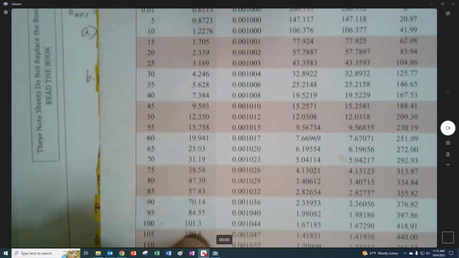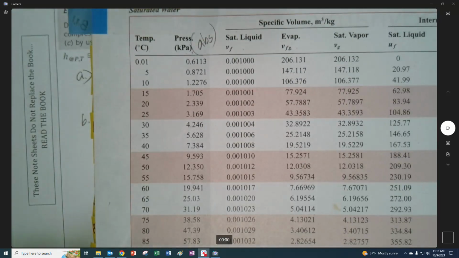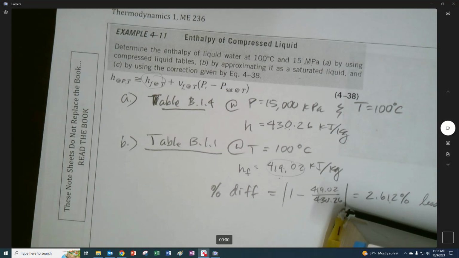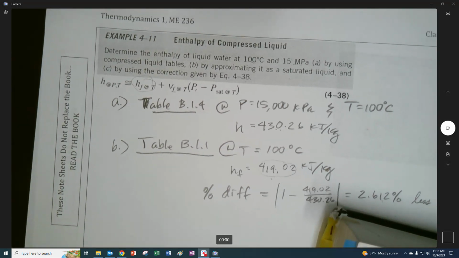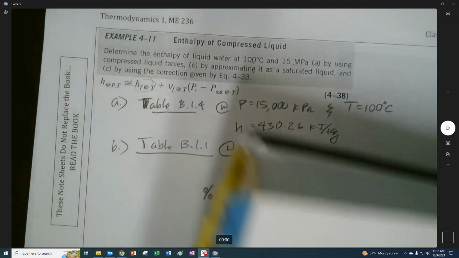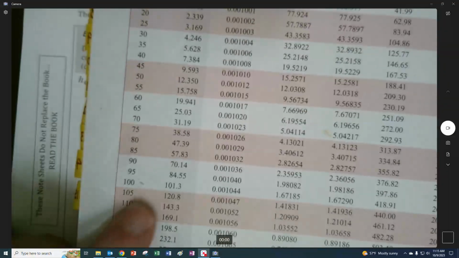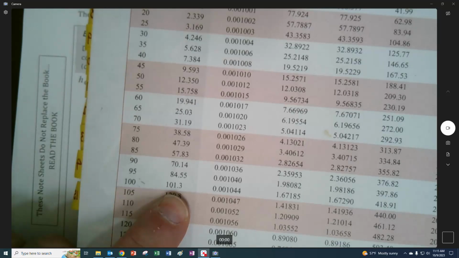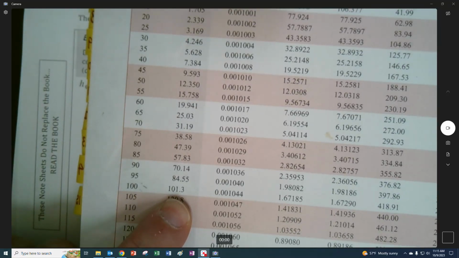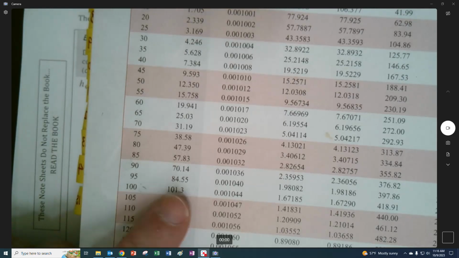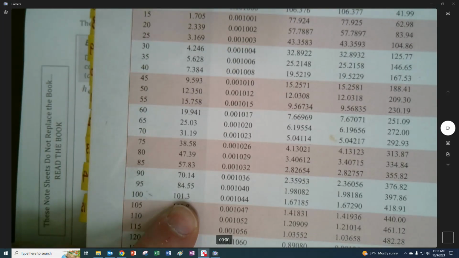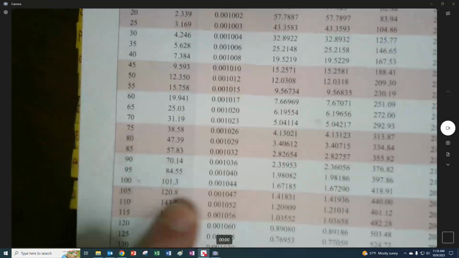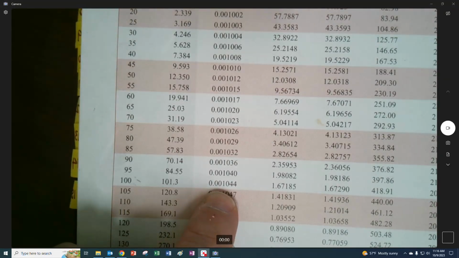Am I doing this incorrectly? I feel like I'm doing this incorrectly, because I'm getting a different value. I guess the other book had 99 point, oh, that's interesting. Maybe the newer edition has the 99. Anyway, we'll go with 101.3. We'll use that. And then we'll also use the fluid specific volume of 0.001044.